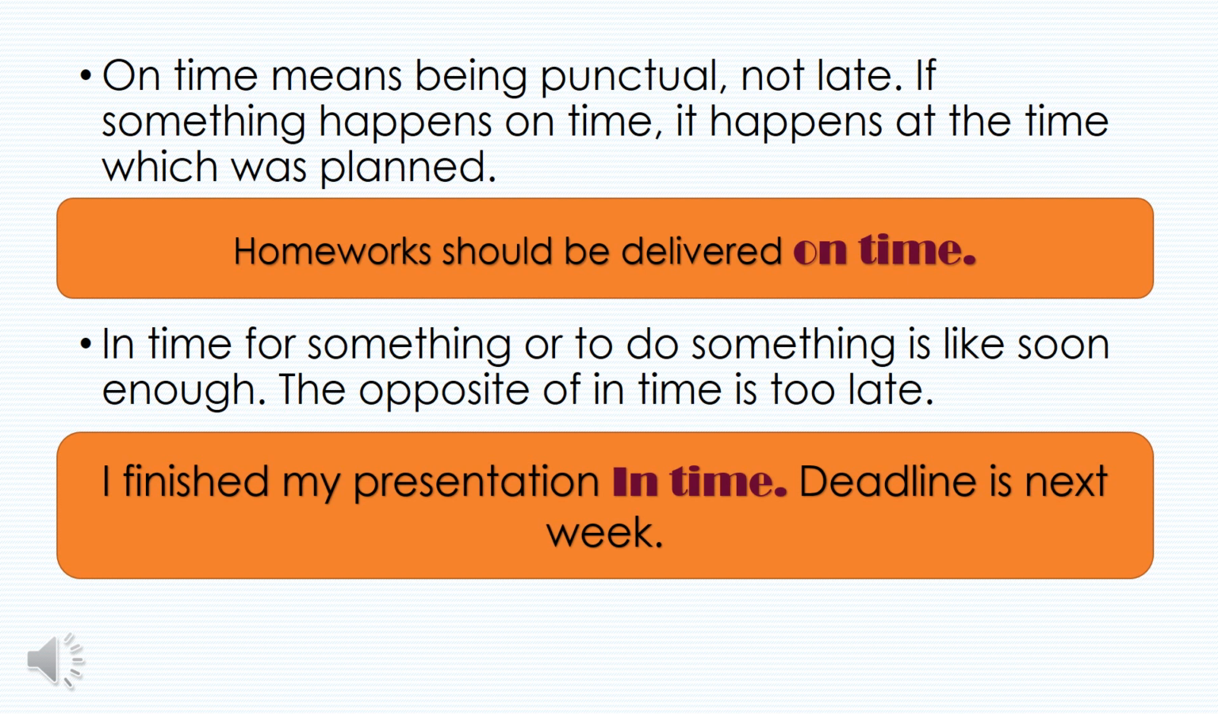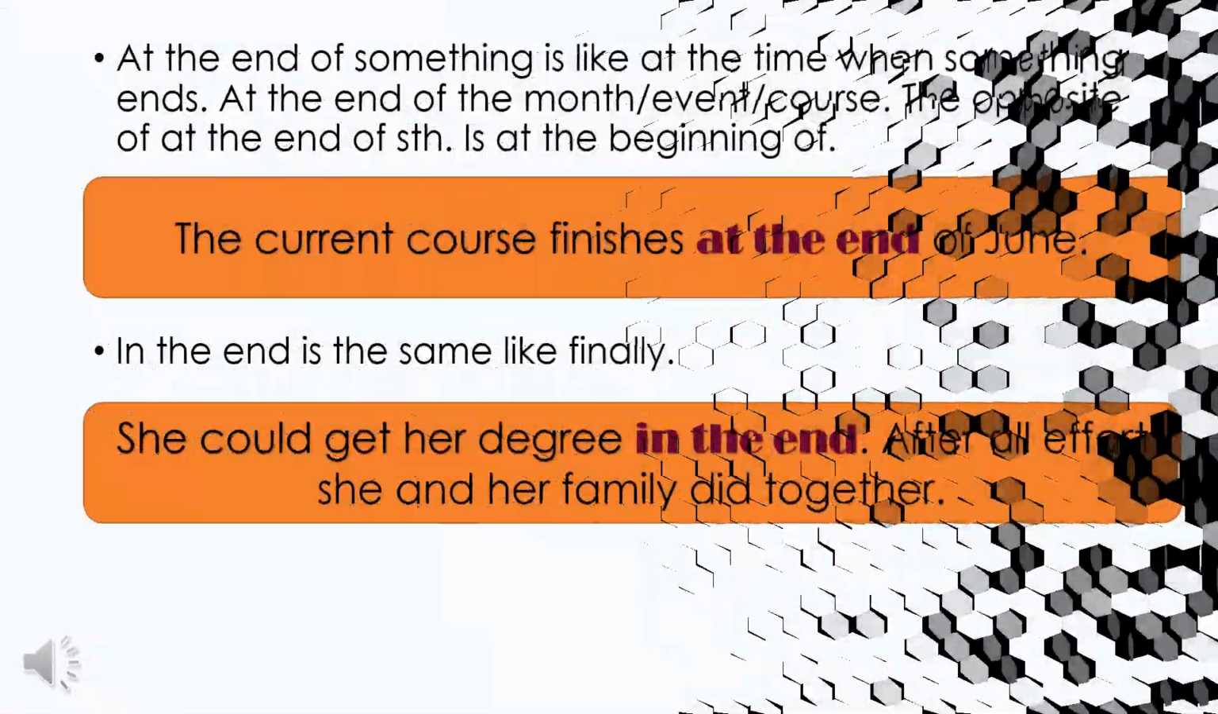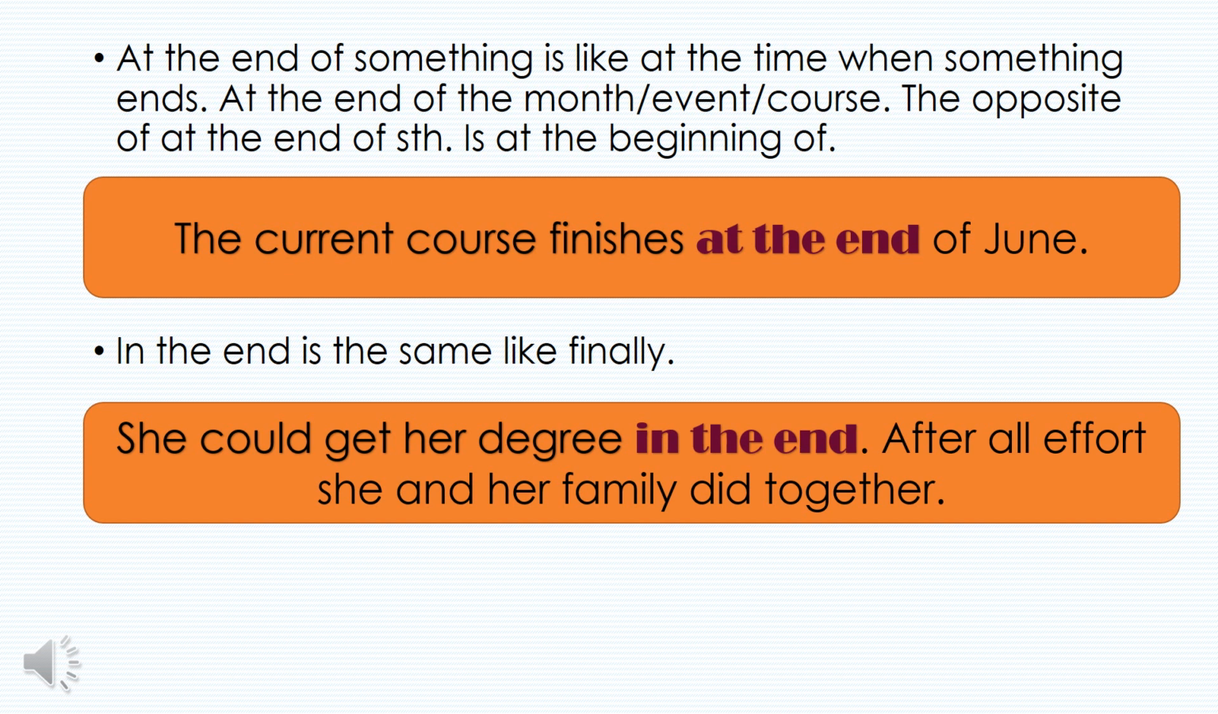On time, we use it to say that something is punctual, that it has a deadline and is covered on time. In time is to speak about something that was done soon. At the end of something is like at the time when something ends, at the end of the month, at the end of the course. The opposite of it is at the beginning of. In the end is the same as finally.